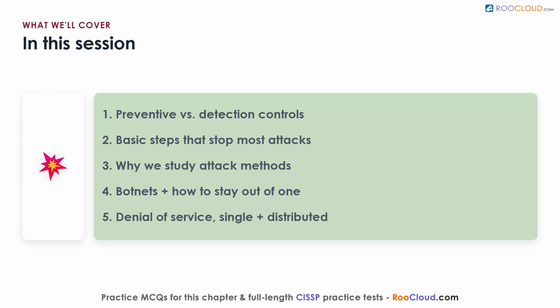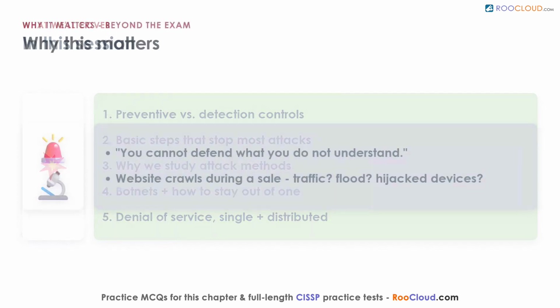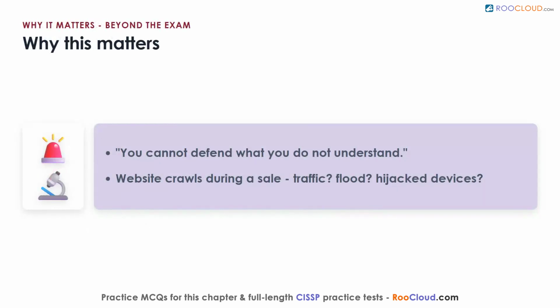We'll answer several questions. What is the difference between a preventive and a detection control? What basic steps stop a huge share of attacks? Why do we study attack methods at all? What is a botnet, and how do you keep systems out of one? And what is a denial of service attack in its various forms? Why does this matter beyond the exam? Because attackers probe constantly, and you cannot defend what you do not understand.